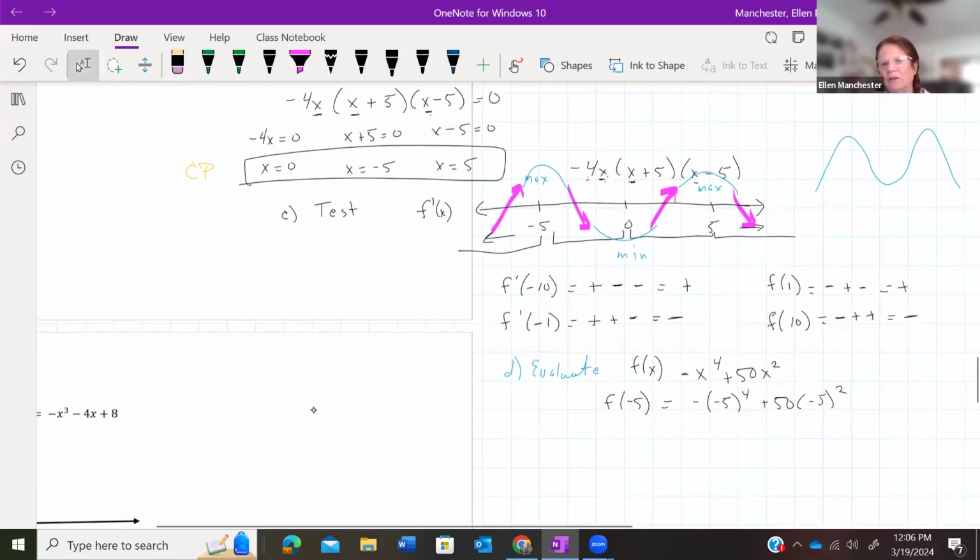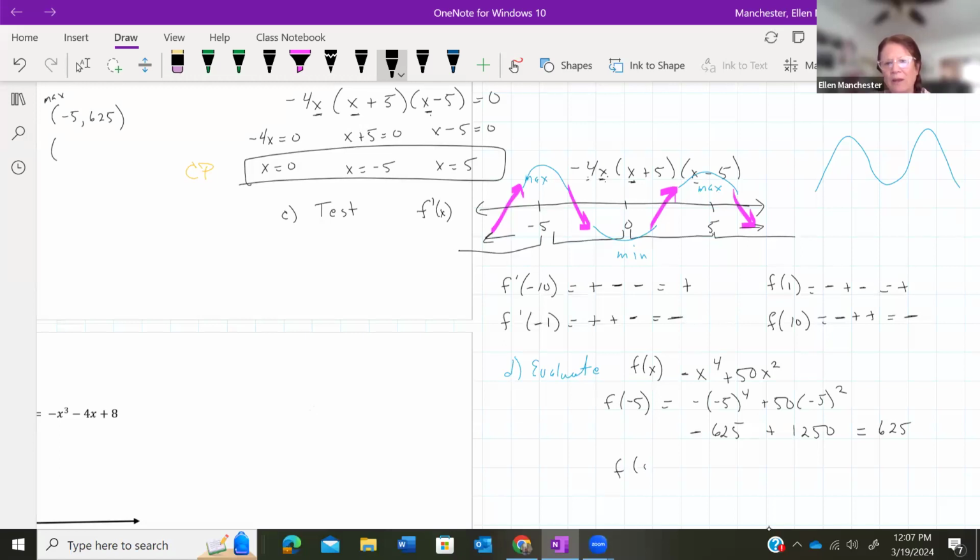All right, so -5 to the 4th power is 625, but this negative makes it a -625. 50 times 25 is 1250. So 1250 minus 625 is 625. I'm pushing this ahead because I know we're running out of time. Okay, so one of our maximums is at -5 and 625.